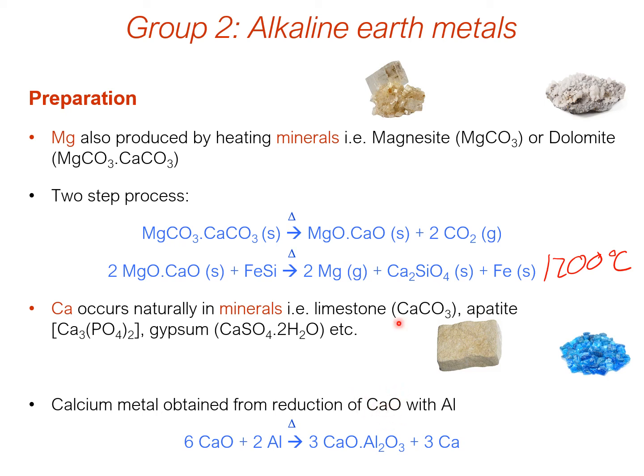This can be formed in a similar way by taking calcium carbonate or limestone, heating it to around 1000 degrees, and the carbonate will decompose and you'll end up with the calcium oxide. And then this is reacted again at very high temperatures with aluminium, and the same thing happens. The calcium oxide gets reduced and you end up with metallic calcium above its boiling temperature, so it leaves as gas to be collected.